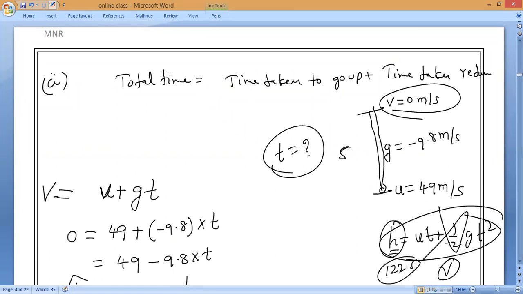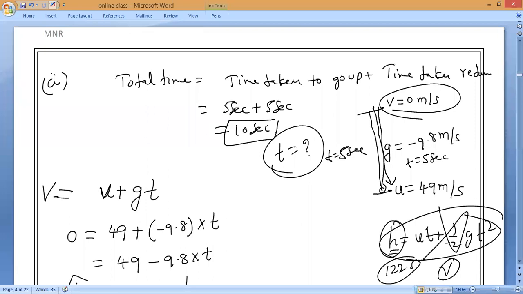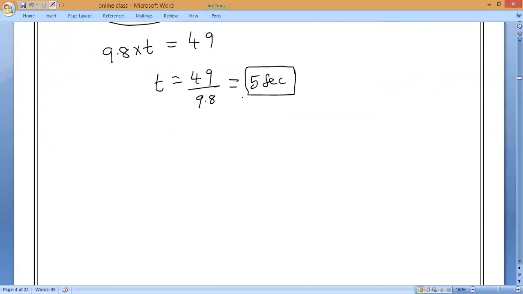Going up is 5 seconds, which means coming down also will be 5 seconds. So total time is equal to 5 seconds plus 5 seconds, which is equal to 10 seconds. That is what we have to write. So total time means the time taken to go up and the time taken to return, both 5 seconds plus 5 seconds, which is equal to 10 seconds.